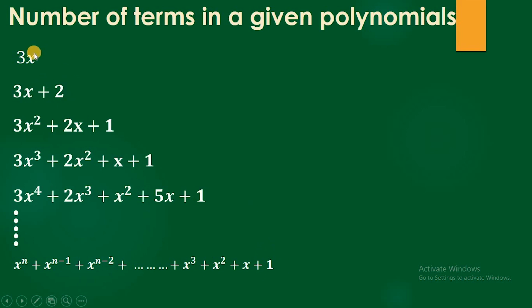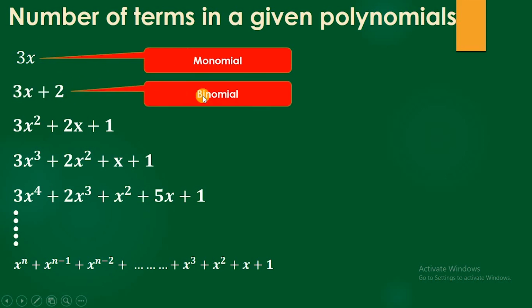So in each case, in the first case 3x, this is only one term, so this is called a monomial. Only one term is there, therefore it is called monomial. In the second one there is one term and a second term, therefore there are two terms, therefore it is called binomial. In the third example we have 3x square plus 2x plus 1. We cannot simplify it further, therefore there are three different terms, therefore it is called trinomial. And in the fourth one there are 1, 2, 3 and 4 terms, and it is called quadrinomial.